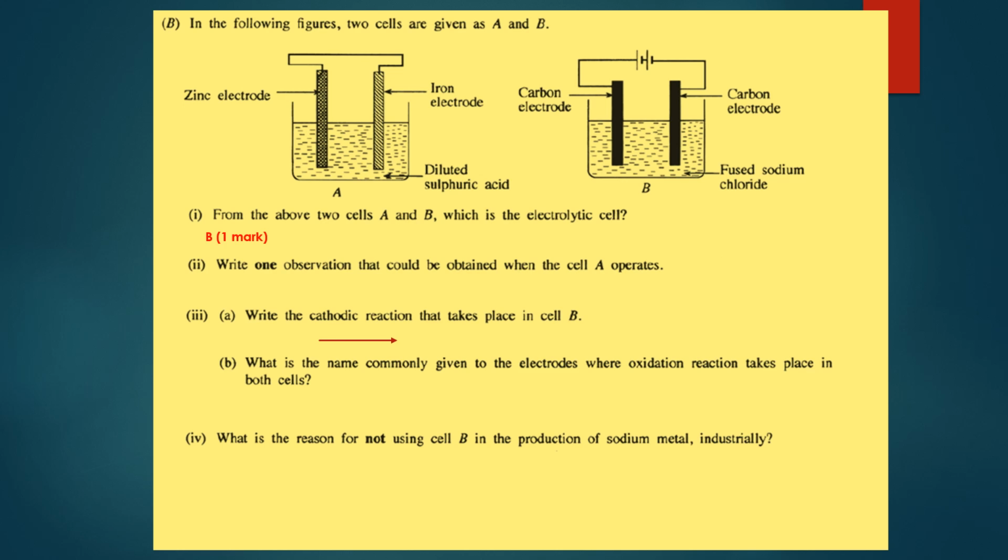There are two electrodes, electrolyte, and two cells. A is the electrochemical cell. There are two electrodes and electrolyte. Two electrodes are connected with the wire.